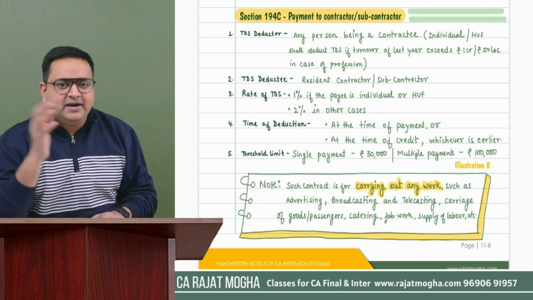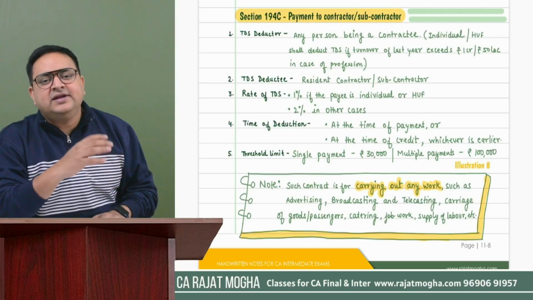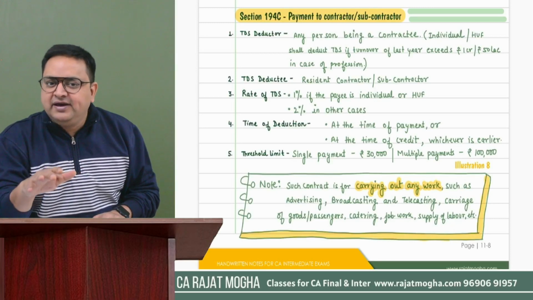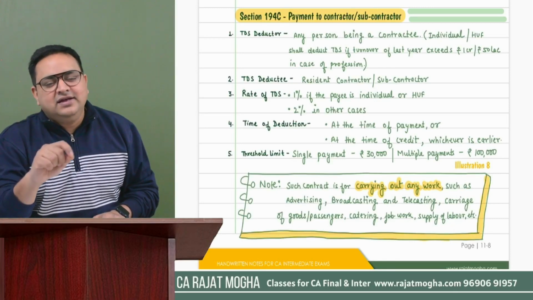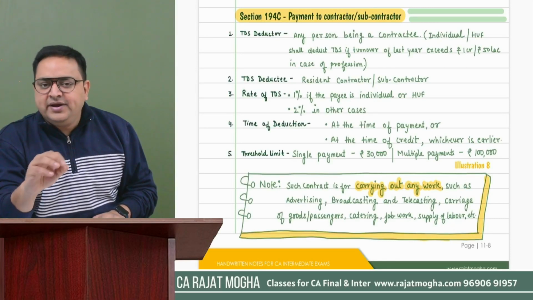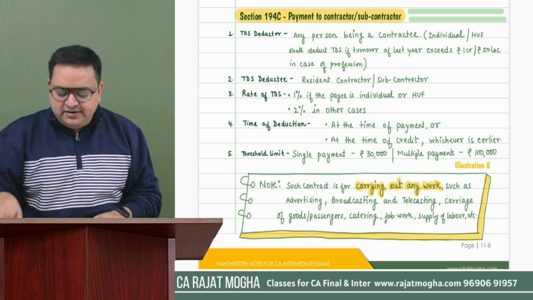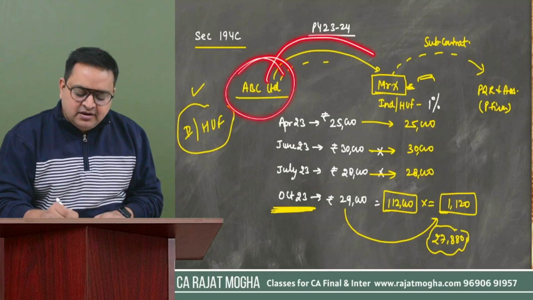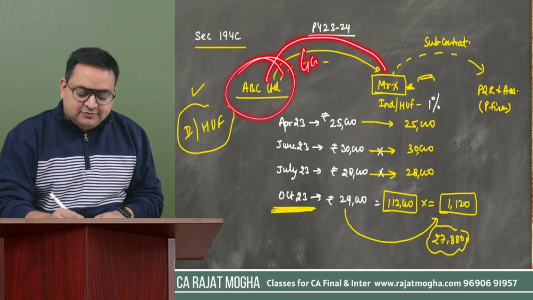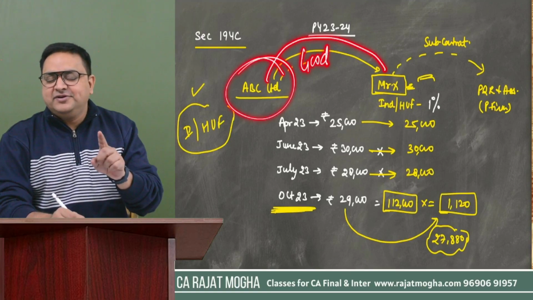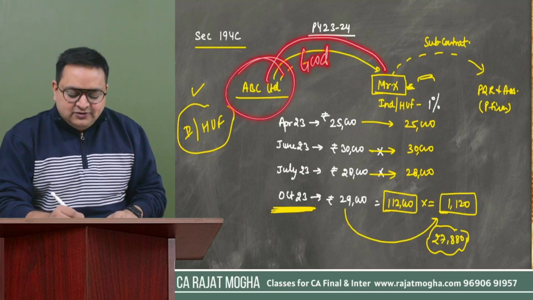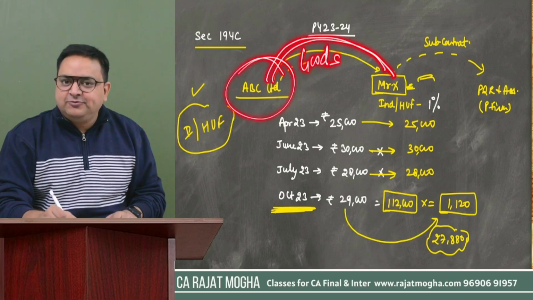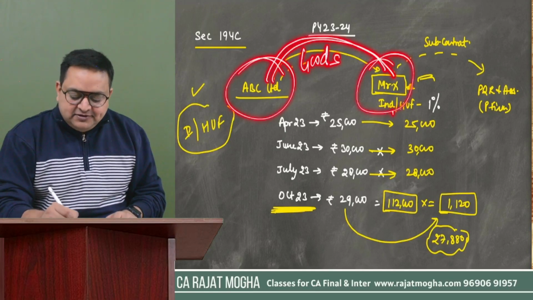If he furnishes the PAN number and gives a declaration that he does not have more than 10 goods vehicles at any time during the previous year, then we will give a relaxation over here. TDS will not be deducted. I'm again repeating. Let's say ABC Limited has given a contract of goods transportation. I'm not saying passenger transportation. I'm saying goods transportation.